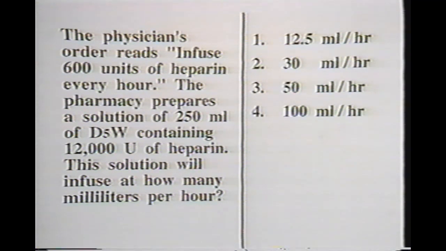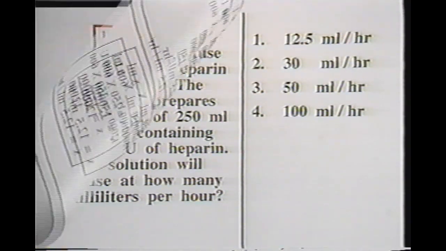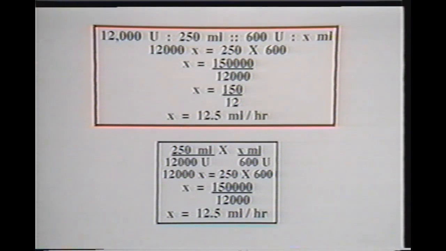Hopefully you have come up with the number 12.5 milliliters per hour. You might want to take a look at 2 different ways to calculate this. My method that I really prefer is the is-to, as-to approach. 12,000 units is in 250 milliliters. So 12,000 is to 250, as 600 is to an unknown quantity. We don't know how many milliliters contain 600 units. And remember that when you set it up this way, if you have units to milliliters on one side, you have units to milliliters on the other side.